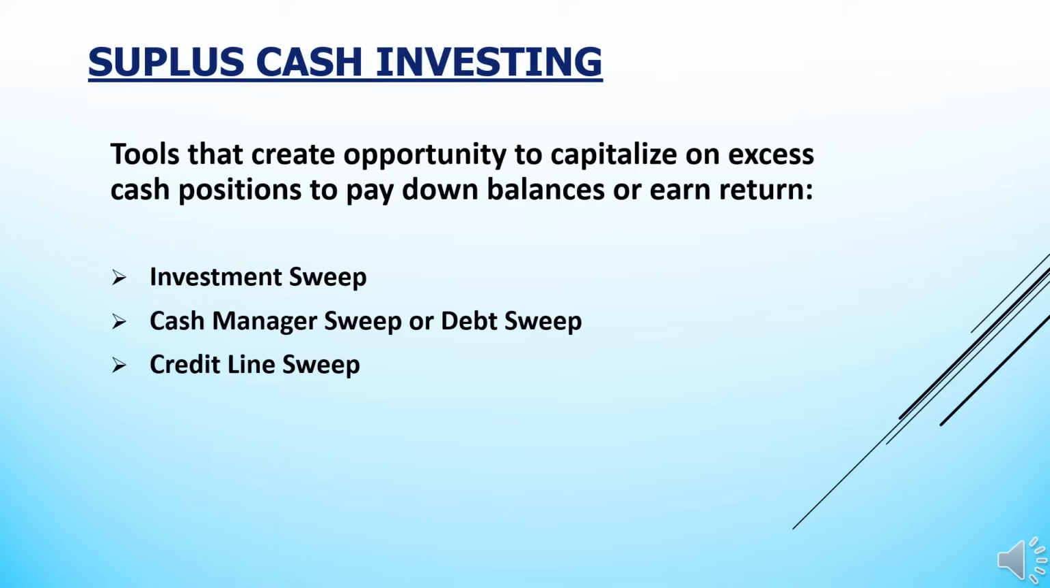The final area of significant focus during Treasury Management Systems initial implementation is on tools that create opportunity to capitalize on excess cash positions or pay down balances. These tools include the investment sweep, the cash manager sweep or debt sweep, and the credit line sweep. These automated processes work similar in that they recognize the needs for funding from funding sources or recognize the opportunity to monetize excess cash. The investment sweep account is typically an account with a bank that offers investment options for idle funds.